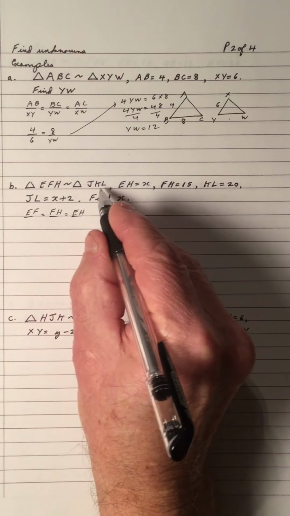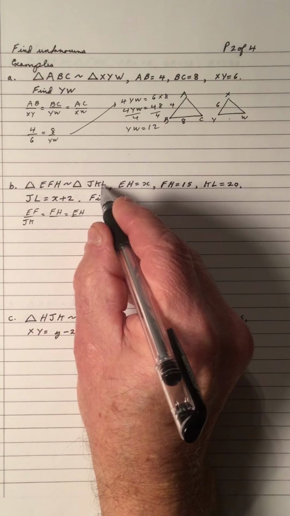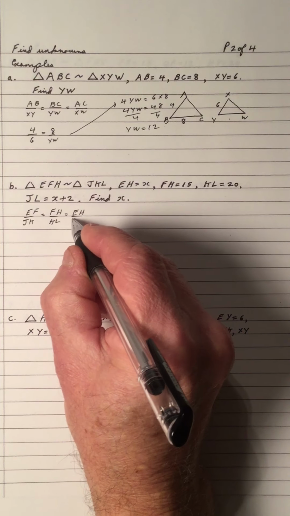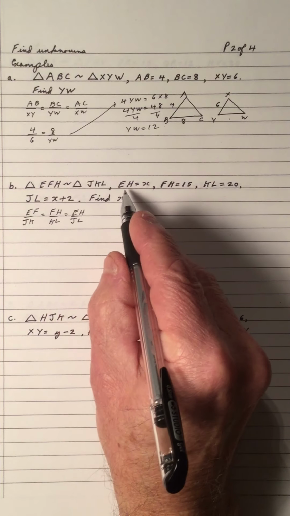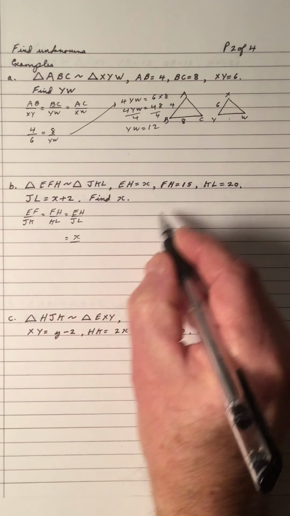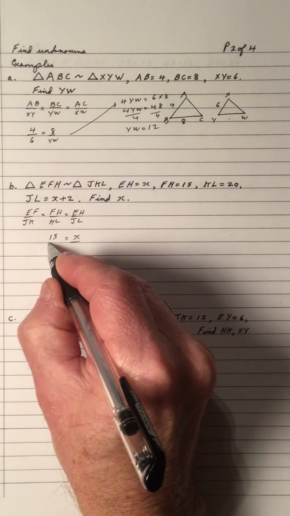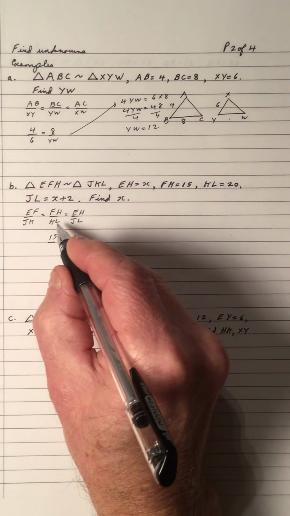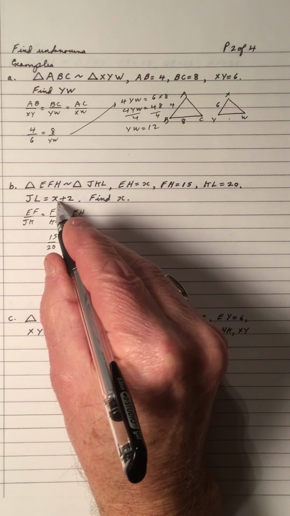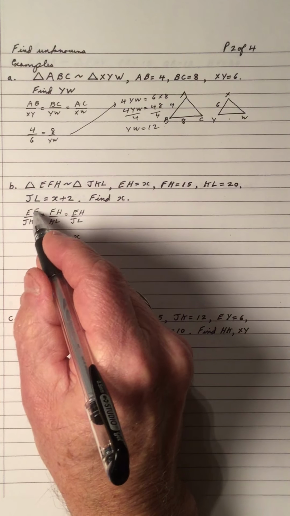I've named those. So EF goes with JK. FH goes with KL. And EH goes with JL. Now we fill in. EH is right here. It's X. FH is 15, so that's right there. KL is 20, that's right there. And JL is X plus 2. And again, I didn't need this one.